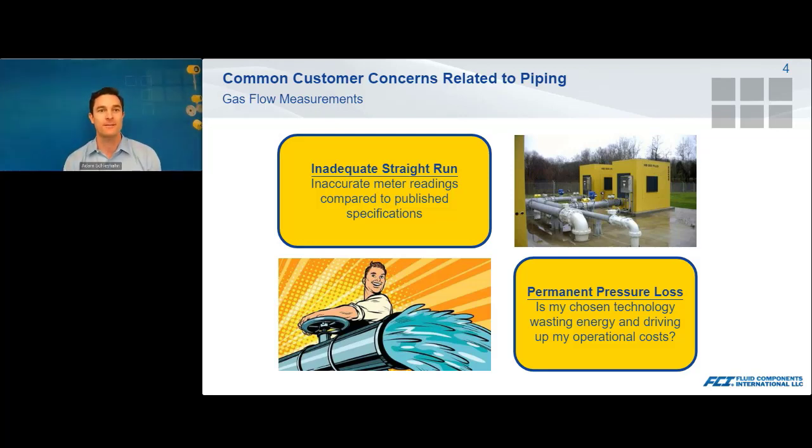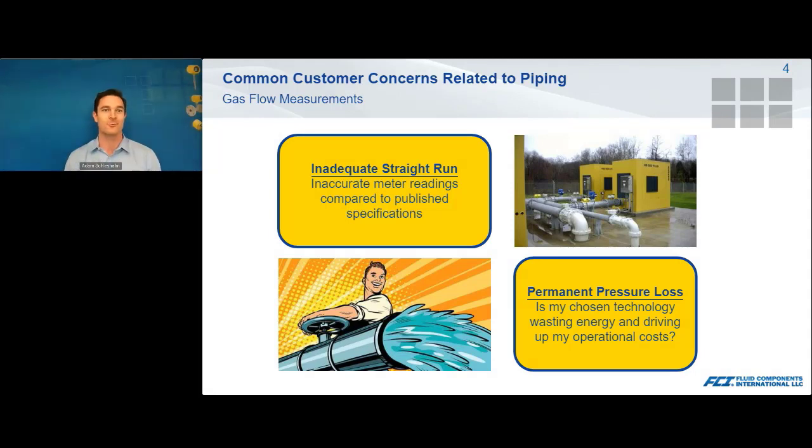Now, this first topic here, inadequate straight run, our recommendation and what you'll typically hear in industry is that if you have an instrument in the process, the recommendation is that you have 20 diameters of pipe straight run upstream with 10 diameters of pipe run downstream, just so you can have a well-developed flow profile and to get an accurate measurement. That's not always what happens in the real world.